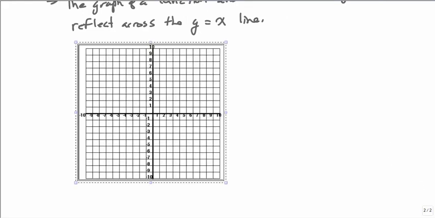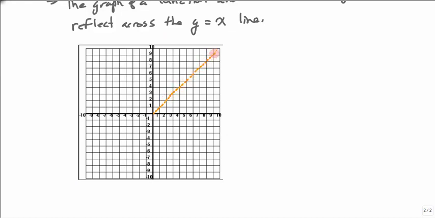To get started, when we're talking about a function and its inverse being symmetric across the y = x line, let's sketch in that y = x line. Now this line goes through the origin, and then it goes through the point 1, 1, 2, 2, etc. It basically bisects the first and the third quadrants. So this line that we have drawn here is the y = x line.